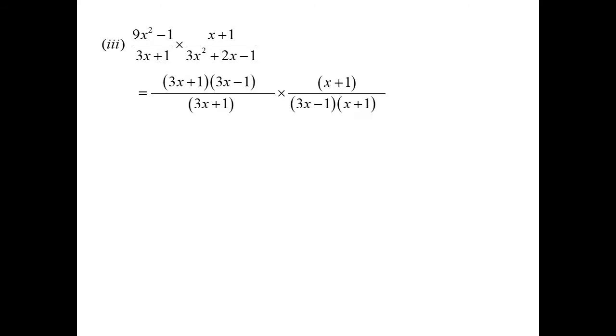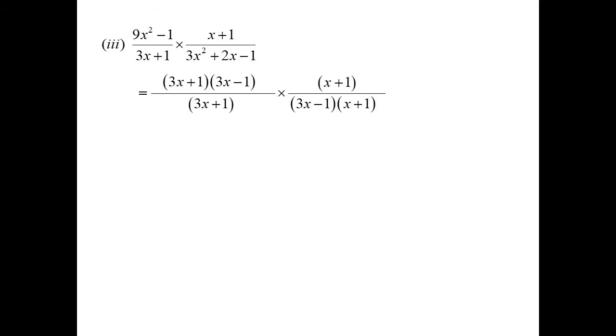Multiplication. Of course, before we can multiply fractions, what's the first thing we do? Factorise. Good. Always factorise first. Okay, well, the x plus 1 and the 3x plus 1, that makes sense. We'll just put grouping symbols around them.